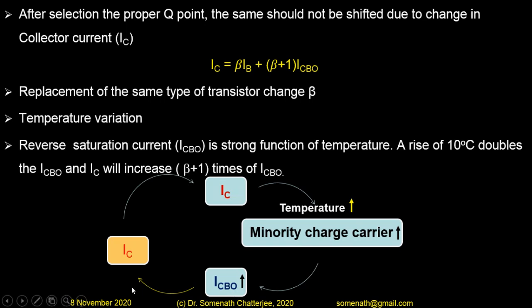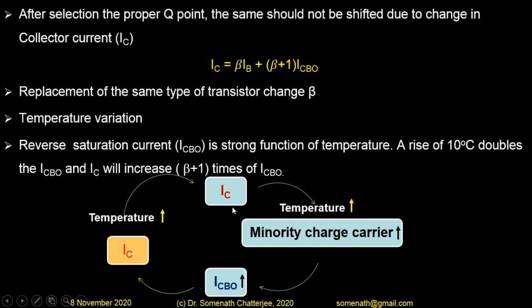If it increases, then obviously, as you see, ICBO is directly proportional to IC, so IC will increase. IC increasing means the temperature will increase again, and the temperature increasing means the minority charge carriers will increase. So it is a kind of loop. That's why I'm showing this diagram. I think it is clear to you how it is affecting IC.